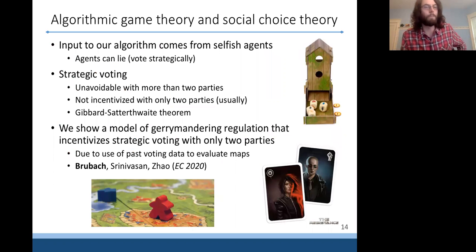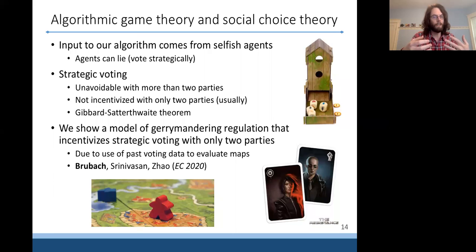And I bring this up, especially when I'm talking with computer scientists, right? We think about this now in terms of algorithmic game theory and social choice. So we have this sort of algorithm for drawing a bunch of random maps and determining that some map is an outlier and we should ban it.